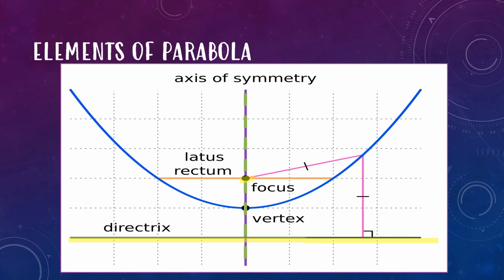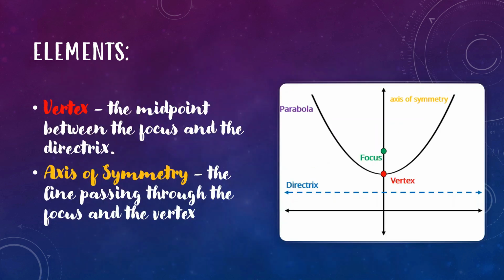And then we also have here the vertex, this one. And we also have the latus rectum, this orange line. Okay, and we also have the axis of symmetry, this broken line that is highlighted. So again, we have directrix, vertex, focus, latus rectum, and axis of symmetry. Okay, let's take them one by one.